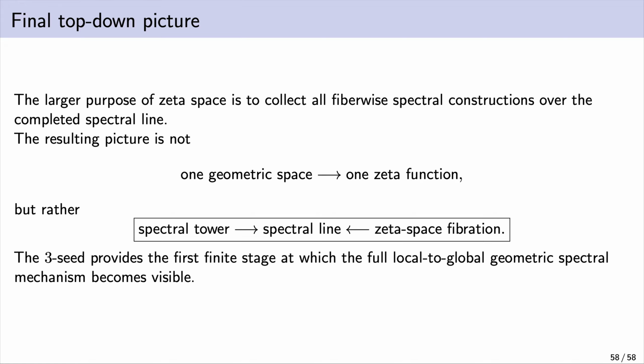So the resulting picture is not one geometric space goes to one zeta function, but rather spectral tower goes to the spectral line, and then zeta space fibration maps to the spectral line. So the 3-seed provides the first finite stage at which the full local to global geometric spectral mechanism becomes visible.